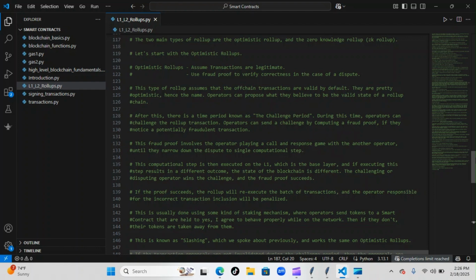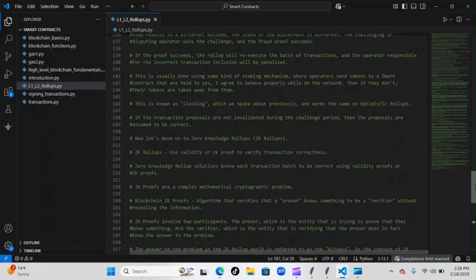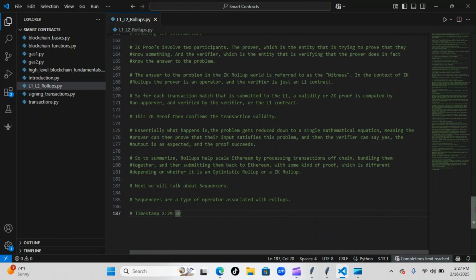That's what we went over. We went over quite a lot of information. We're actually still inside the L1, L2 rollups module, so we're going to keep on taking notes and keep on moving forward.